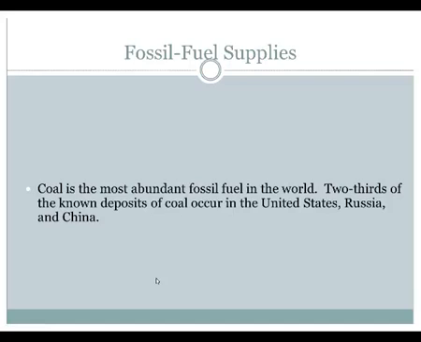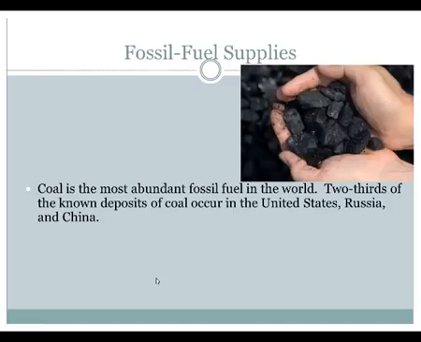Coal is the most abundant fossil fuel. Two-thirds of the known deposits of coal occur in the United States, Russia, and China. Coal mining is, or was, a very big industry in parts of West Virginia and the Virginias, around areas of the Appalachian Mountains.